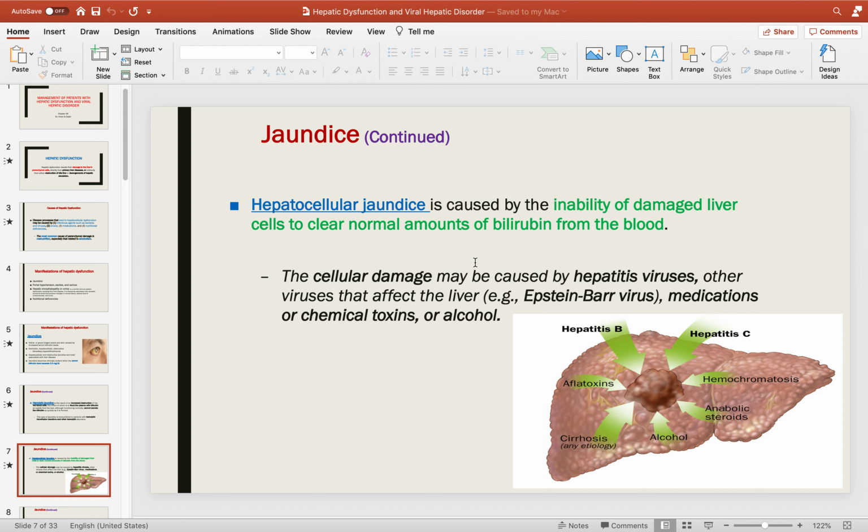Another type is hepatocellular jaundice, which is caused by damage of the liver itself. It is caused by the inability of the damaged liver cells to clear the normal amount of bilirubin from the blood, and there is cellular damage because of the hepatitis virus or other types of virus that affect the liver. Sometimes the liver cells are damaged because of medication, chemical toxins, or alcohol. These are some of the causes that lead to liver damage.